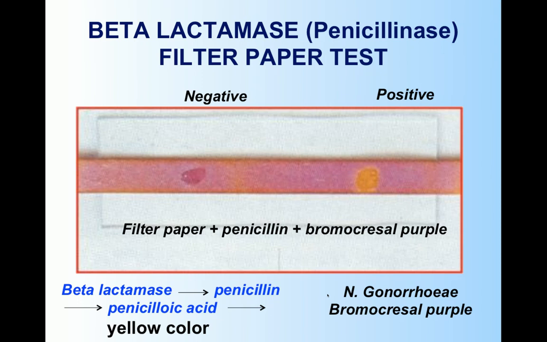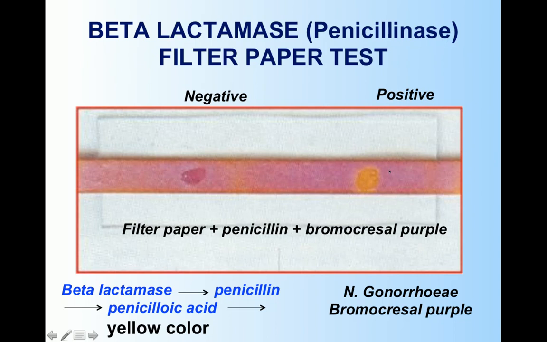Beta-lactamase test is done again for Neisseria gonorrhoeae. In this test, the indicator used here is bromocresol purple, and you're going to take a piece of filter paper, add penicillin on it, and add a drop of this reagent to it. So this purplish paper has penicillin plus it has bromocresol purple indicator. Now pick up well isolated colonies of gonococci from the plate and smudge it on this filter paper.